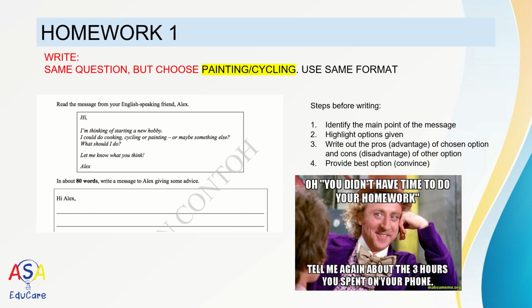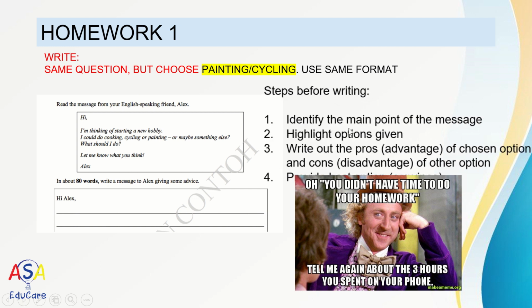Homework! Haha. Okay, so I talked so much. Time for you to write for me. First homework, you gotta write based on the same question here, but you gotta choose painting or cycling. Choose one only, then the other two should be about the disadvantage. Remember this point here, identify main point, highlight, write out pros and cons.